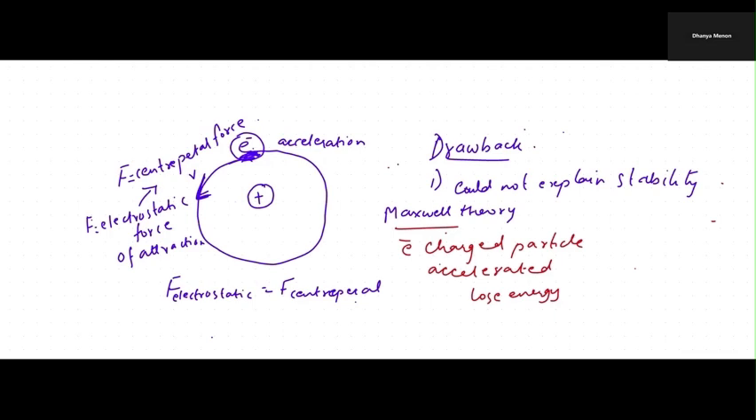The second point pointed out was that Rutherford could not explain the line spectrum, or discrete spectrum, of the atom. About the spectrum, we will be learning more as we move on in the topic. So these were the two drawbacks pointed out about Rutherford's theory.